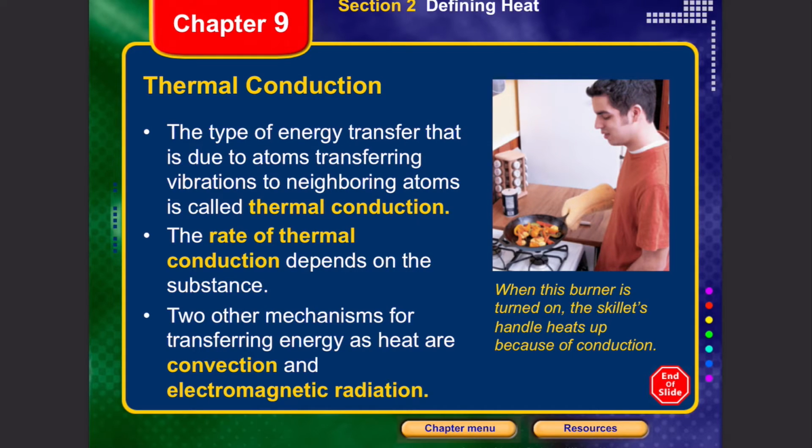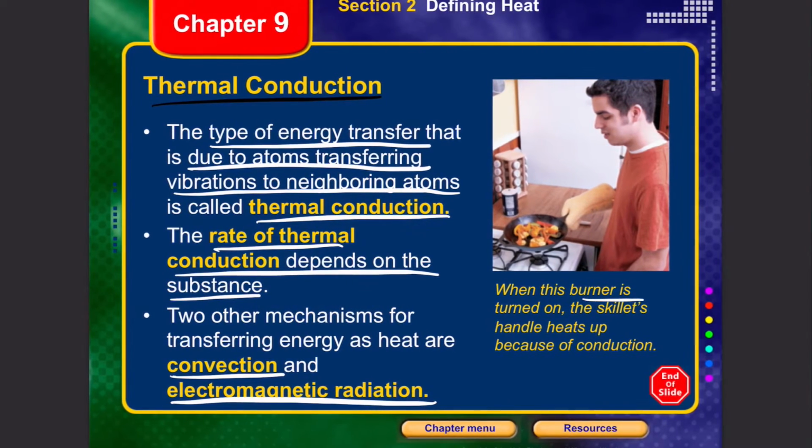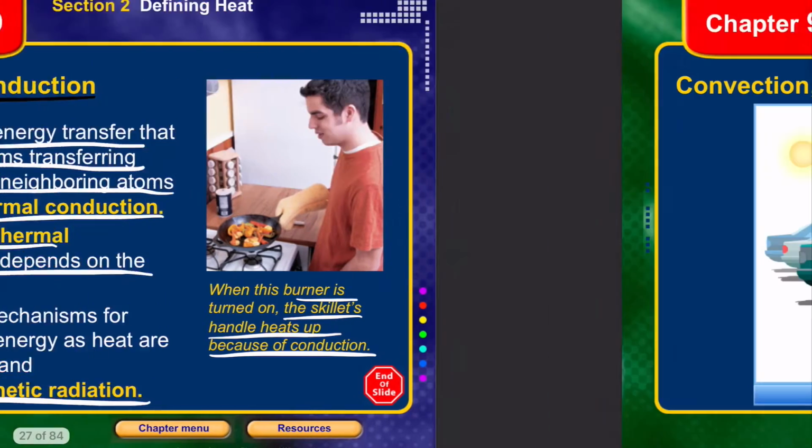Next, let's talk about thermal conduction. Conduction is the type of energy transfer due to atoms transferring vibrations to neighboring atoms, and the rate of thermal conduction generally depends on the substance. There are two other mechanisms of transferring heat: one is convection, and the third is electromagnetic radiation. When you turn on a burner and the skillet handle heats up, that is conduction, because there is heat transfer from the burner onto the skillet to the handle.